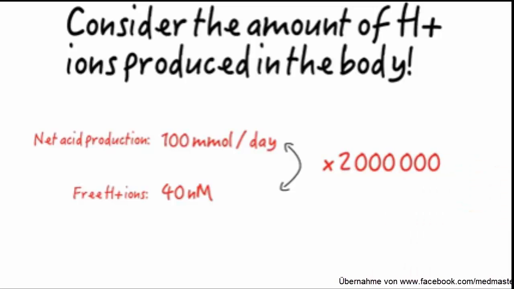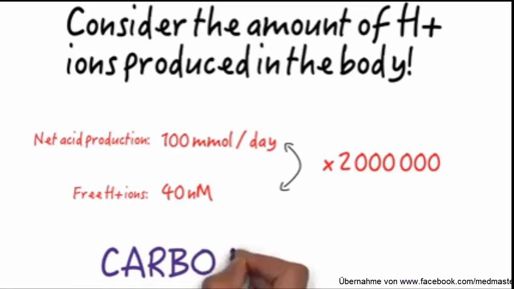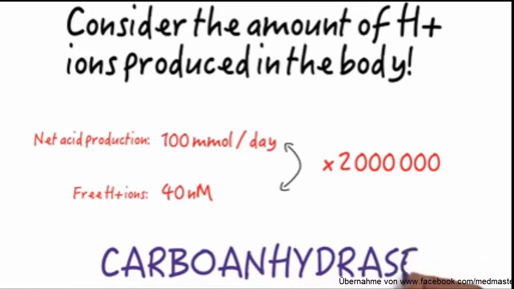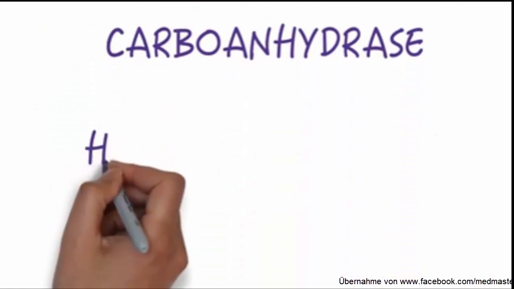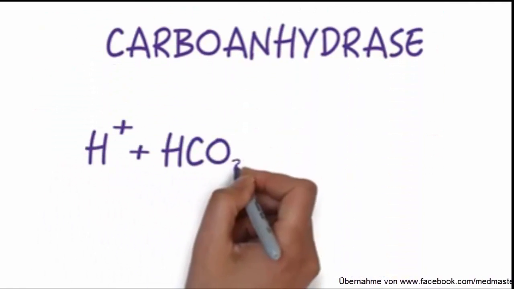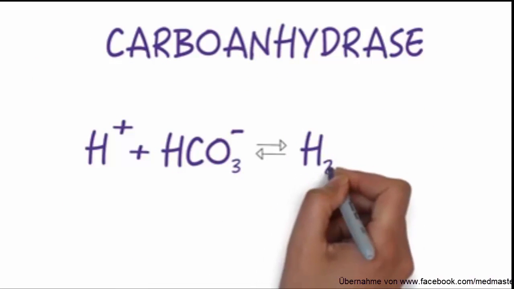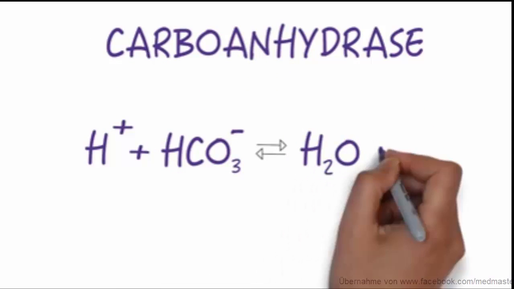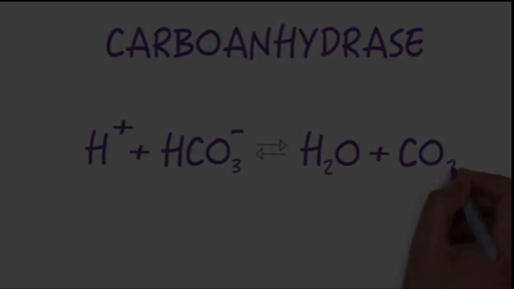In order to maintain this huge gradient, the hydrogen ions need to be buffered and excreted from the body. The enzyme that catalyzes this reaction is called carbonic anhydrase. It catalyzes the reaction of free hydrogens with bicarbonate and its transformation into water, H2O, and carbon dioxide.